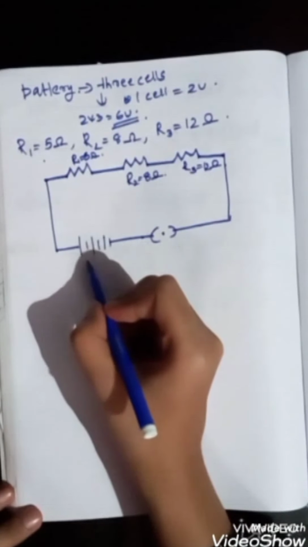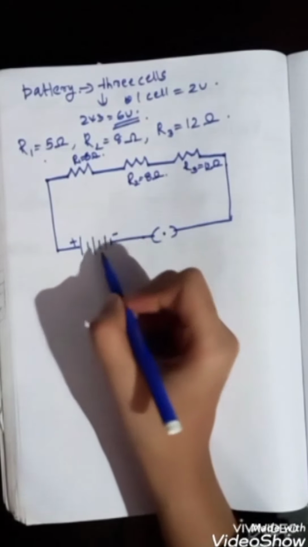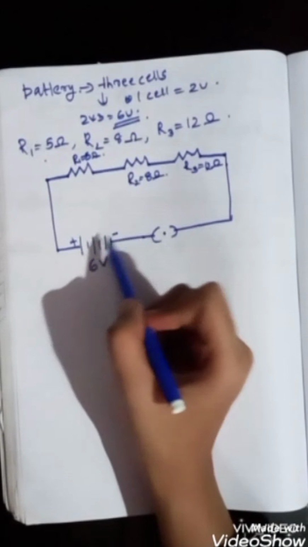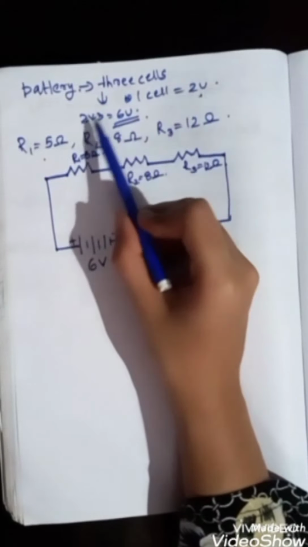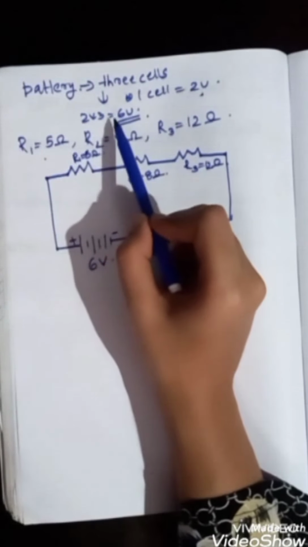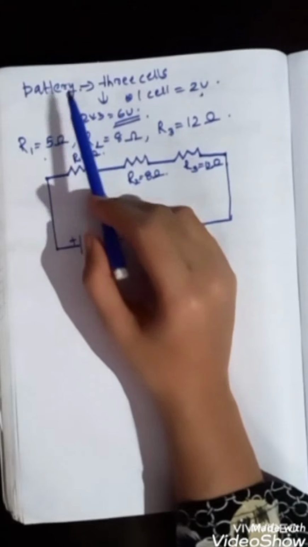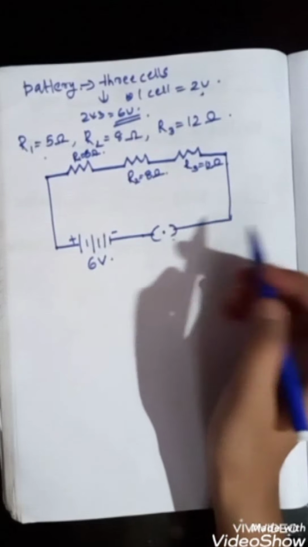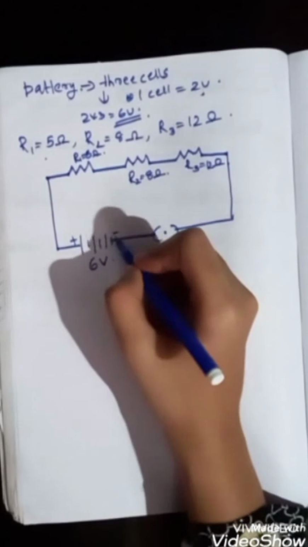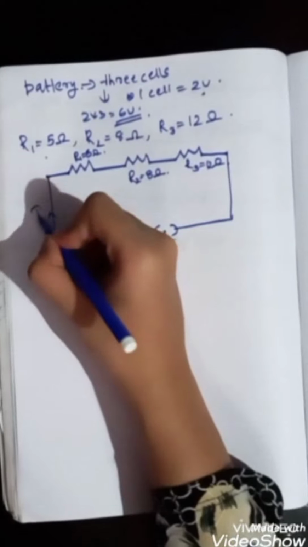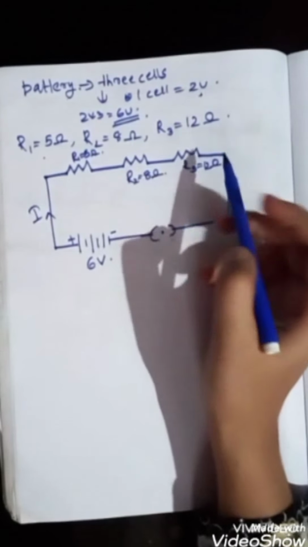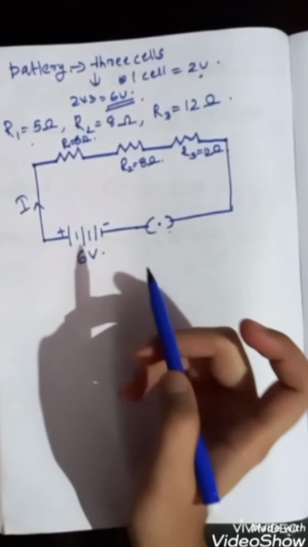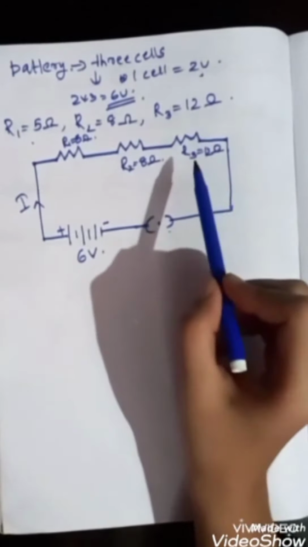This is the battery. This is positive and this is negative. This is a 6 volt battery. We already calculated there are 3 cells and one cell is 2 volts, so 3 cells have 2 into 3 equal to 6 volt. Here a key is there. Then the current flows from negative to positive. This is the diagram of the electric circuit. Then we move on to the next question related to this diagram.